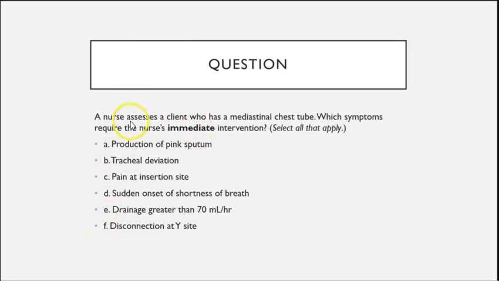So immediate intervention with our assessment is going to be B, tracheal deviation. D, sudden onset of shortness of breath. That means it's probably dislodged in the wrong place. Drainage, lots of drainage, that's bad. And disconnection is bad as well. And that is it.